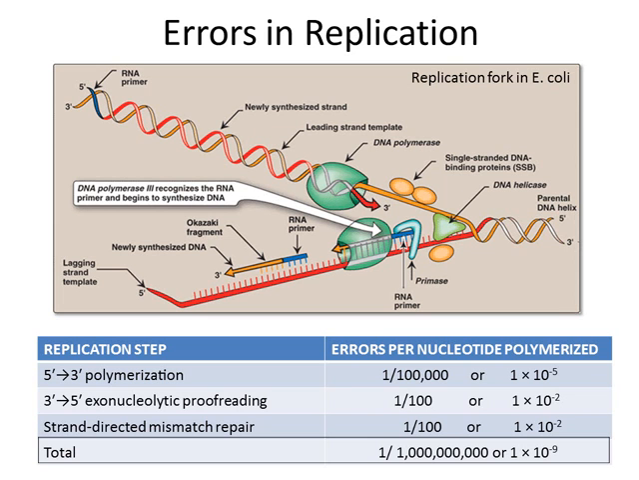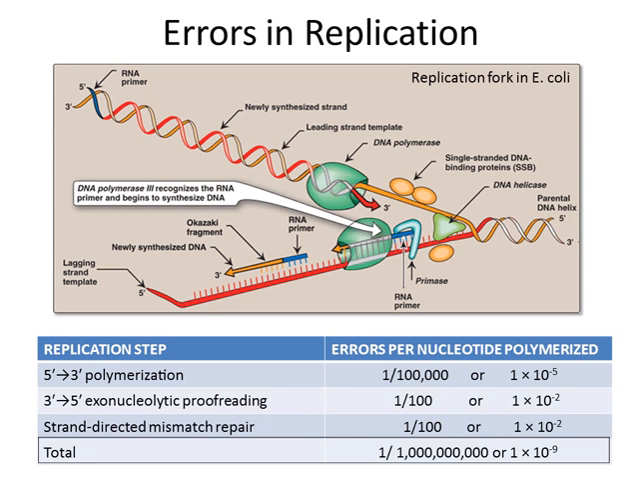Now the third step here is the new topic for today, which is strand-directed mismatch repair. If something gets past these first two processes, it is frequently detected by strand mismatch repair. And so the product of all of these probabilities is here. It's about 10 to the 9.